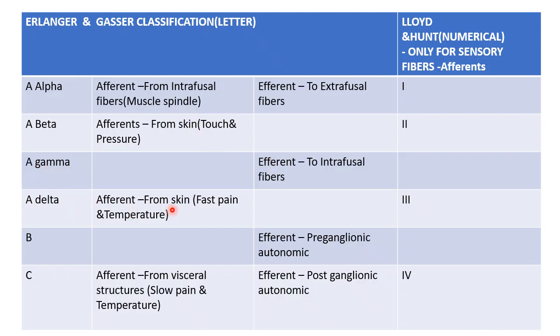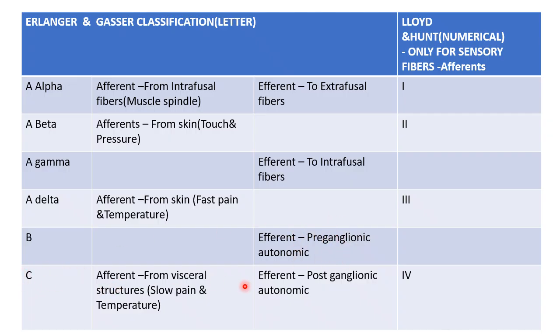Then A delta, only afferent. It carries impulses from the skin. It carries fast pain and temperature. And B fiber, there is no afferent part, it is only efferent. It is the preganglionic autonomic fibers. These act as efferent and are a part of the autonomic nervous system.